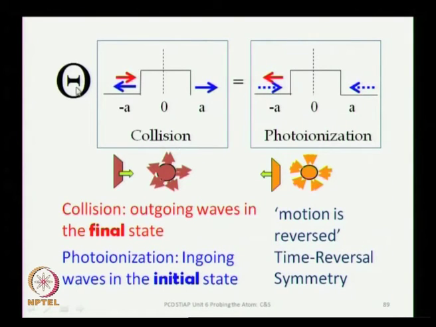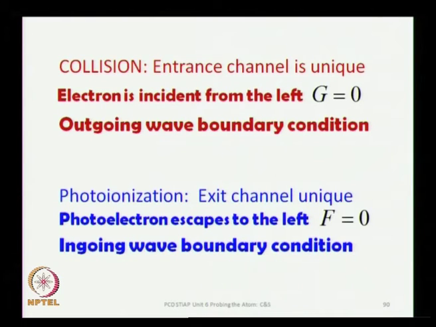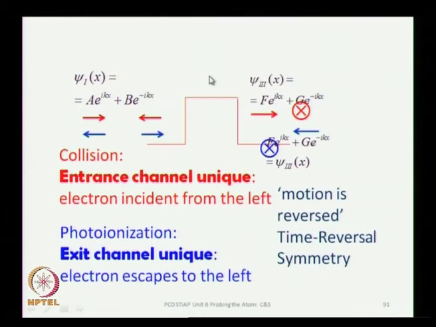So, if theta operates on this collision experiment, you would expect this photoionization process to be seen as a result of this operation. So, these are our boundary conditions, G equal to 0 for collision and F equal to 0 for photoionization, in which the exit channel is unique. In collision it is the entrance channel which is unique, and the conditions are expressed by G equal to 0 and F equal to 0.